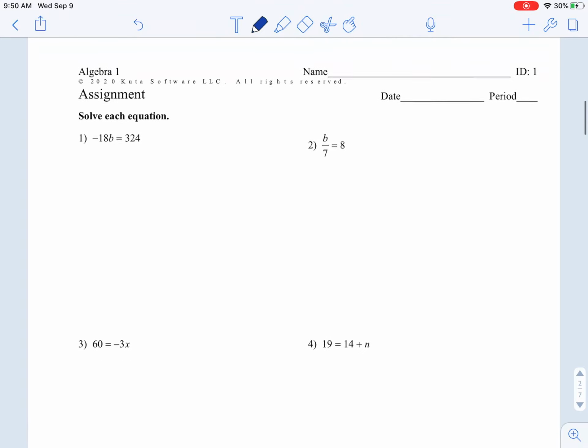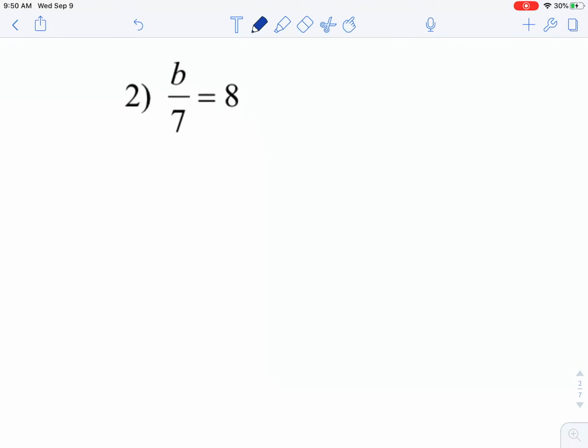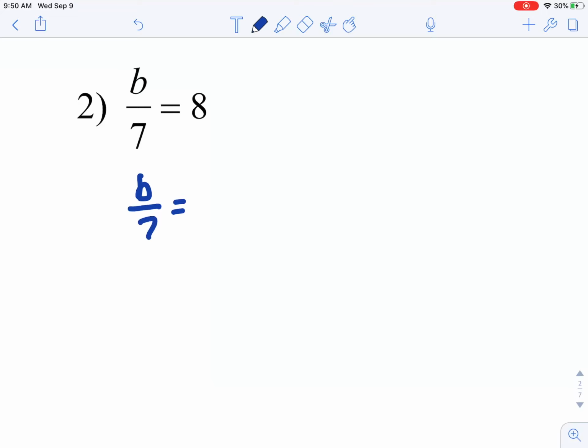Okay, this is going to start out really simple. Maybe you'll find the whole thing simple. I don't know. As I go through it, though, it's supposed to get more difficult as we go. So let's look at this. We need to solve this equation. B over 7 equals 8. And I'm going to rewrite it down here just so I have room to show my work.